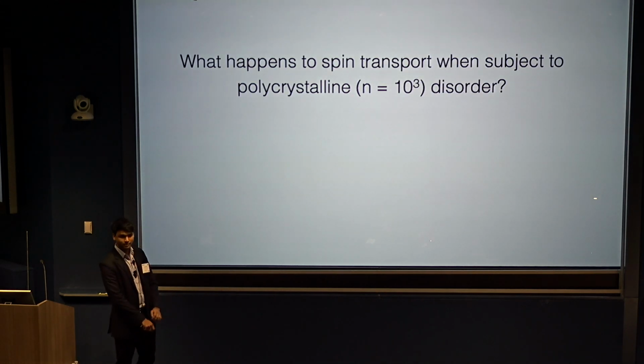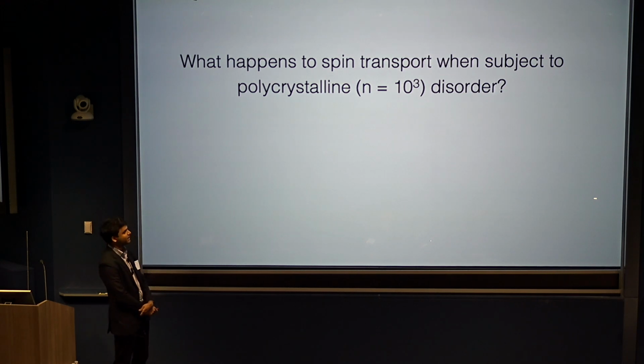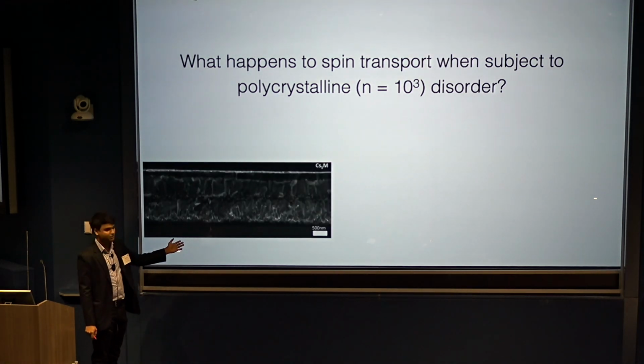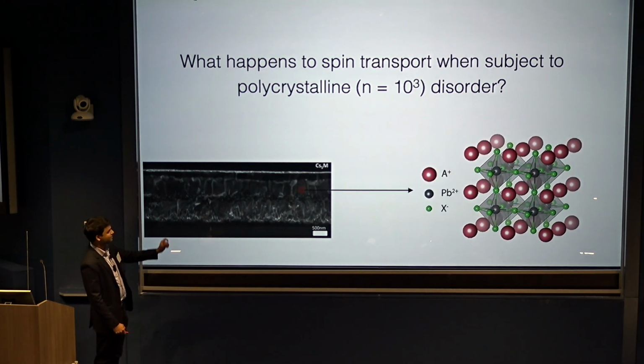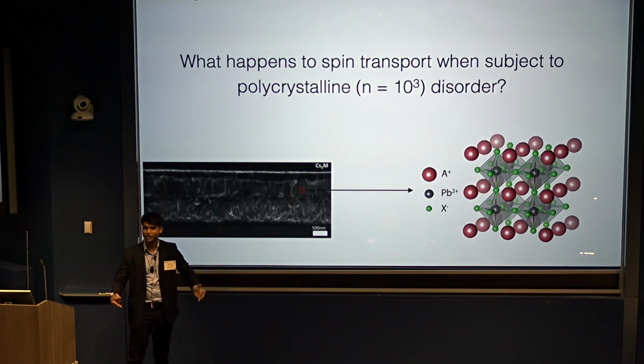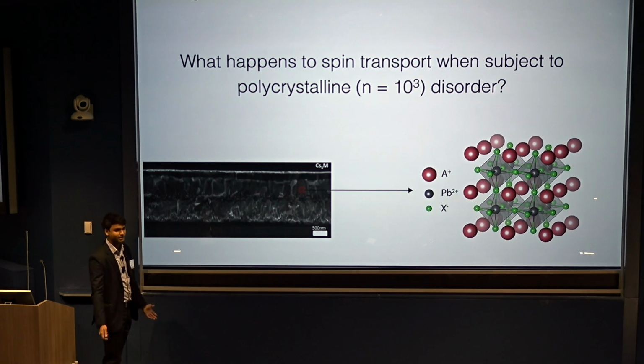But what about disorder? What's going to happen to these spin textures in the presence of n equals 10 to the 3 disorder? So here is an example of that kind of disorder. You've got these microscopic grains, and in each of these grains, if you zoom in somewhere, you've got a band structure, you've got this nice spin-orbit coupling. But of course, on average, we don't have translational symmetry. Right? So what is the interesting physics that might occur here?